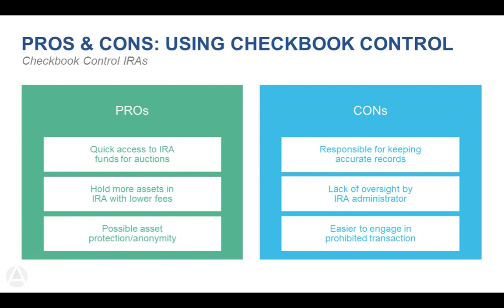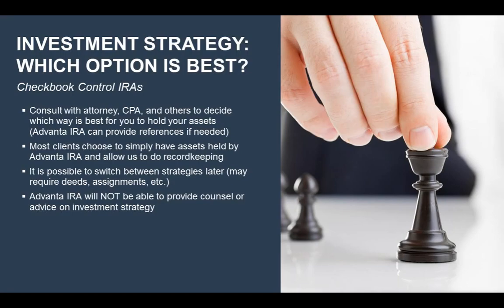Cons: you're responsible for keeping all the records personally for the LLC or trust, because Advanta, again, will not be seeing everything on a daily basis to record keep and take care of historical records for you. The lack of oversight can be a potential issue with regards to backing into a prohibited transaction, and it also can make things a little bit easier to engage in a prohibited transaction, not that anyone particularly is trying to do so, but these things can definitely become a little bit easier when utilizing an LLC or a trust.